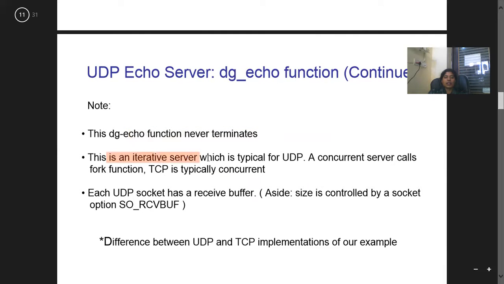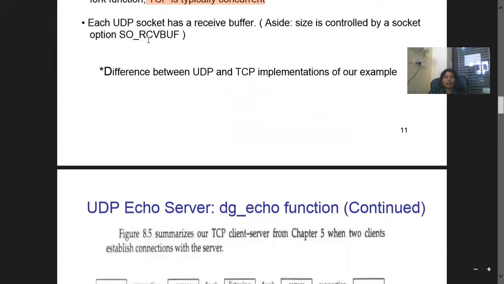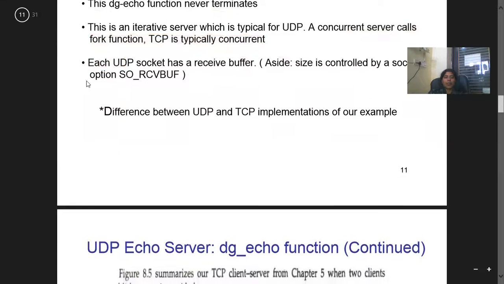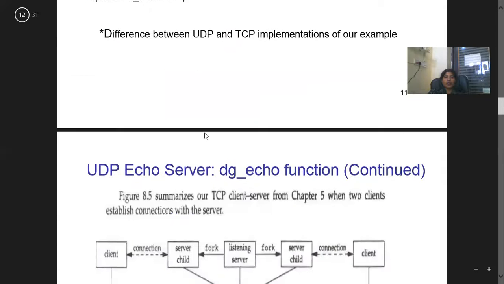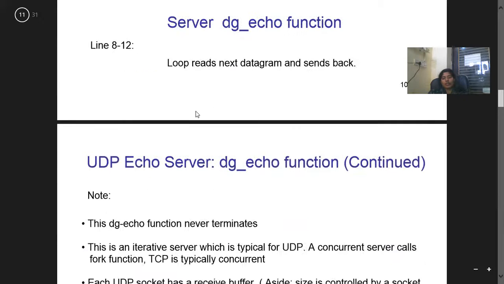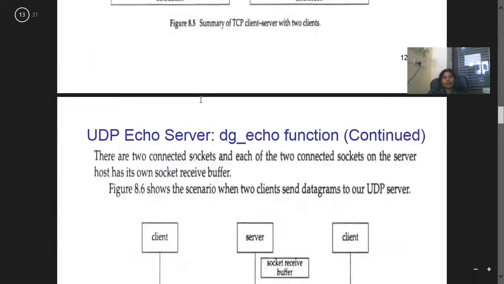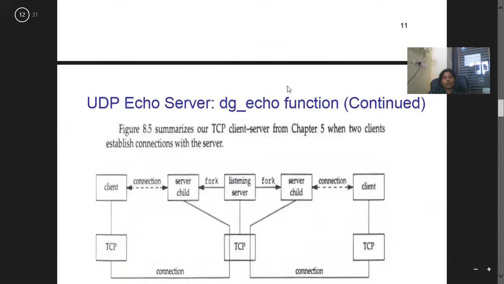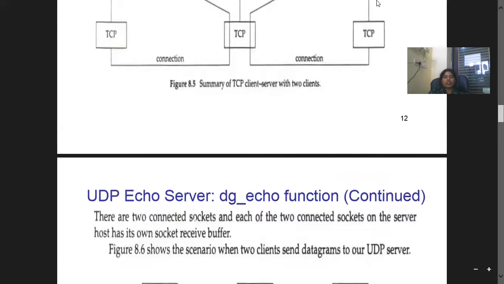This is an iterative server, which is typical for UDP. A concurrent server calls the fork function. TCP is typically concurrent. And UDP sockets have a receive buffer size, which is controlled by socket options, so the socket receive buffer. Okay, so this is all about these things. In this session you only have to read what the UDP socket options are, and the UDP echo server functions will be discussed in the next session.